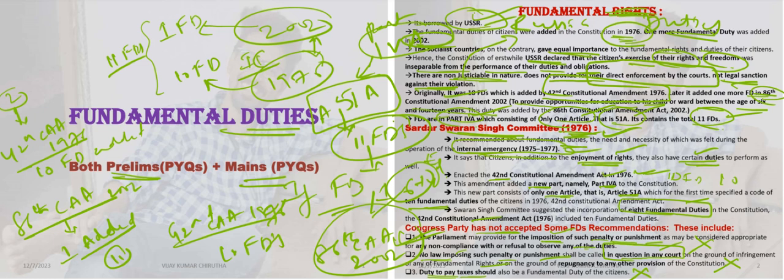So keep in mind, it is borrowed from the USSR. There are 11 fundamental duties, and the fundamental duties are non-justiciable in nature. You cannot go to court for a violation of the fundamental duties. And two amendments: first, the 42nd Constitutional Amendment added the 10 fundamental duties, and then the 86th Constitutional Amendment Act added one more fundamental duty. Total 11 fundamental duties, in only one article, 51A, Part 4A of the Constitution, added on the Swaran Singh Committee's recommendation. This much information is required for the basics. Thank you.